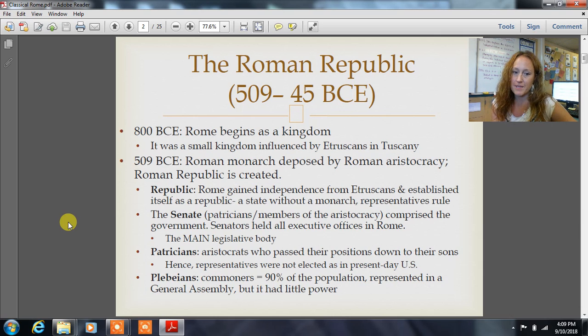And then there are plebeians, the vocab word for the commoners, and that was 90% of the population. They were represented in a general assembly, but the general assembly did not have nearly as much power as the Senate. So essentially the republic was being ruled by a rich elite.